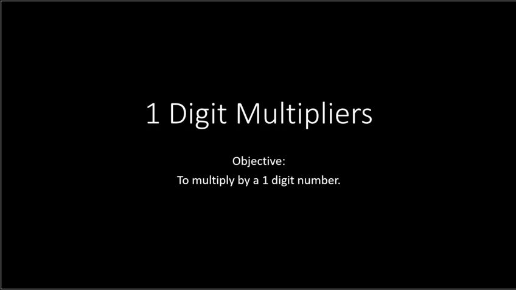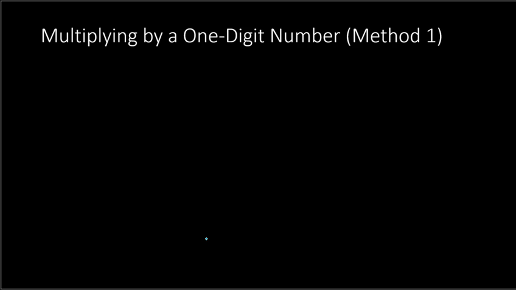In this video, you will learn to multiply by a one-digit number. To multiply by a one-digit number, there's actually two different ways we can approach this. So method one is as follows. If we had 284 multiplied by 2, how would you multiply these two numbers together?